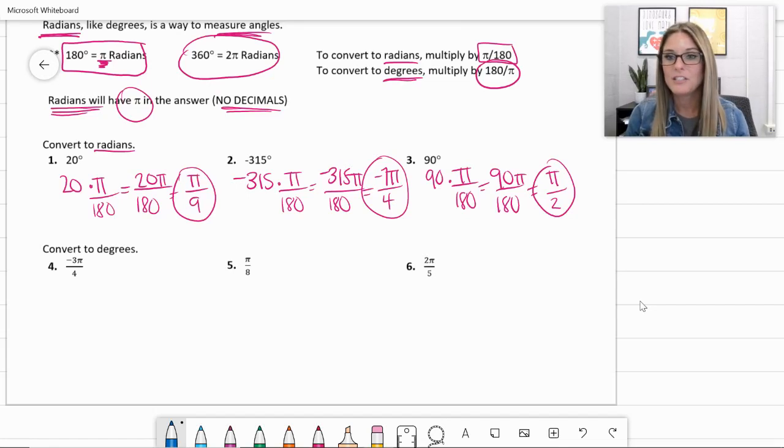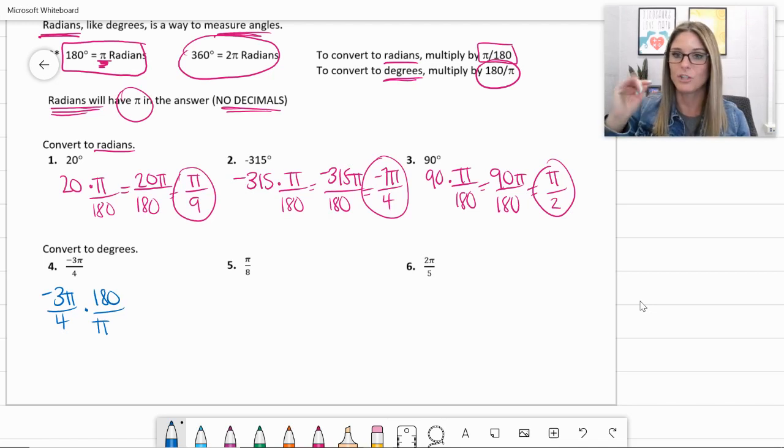Number 4, we're now going to change it to degrees. So if I have negative 3 pi over 4 and I'm changing it to degrees, I'm going to multiply by 180 over pi. We're just flipping that conversion factor over. Now this one's easy for me to remember because I'm changing it to degrees. I do not need the pi symbol anymore. I need it to cancel out. So the pi in my radians was in the numerator. I need a pi in the denominator so they will go away.